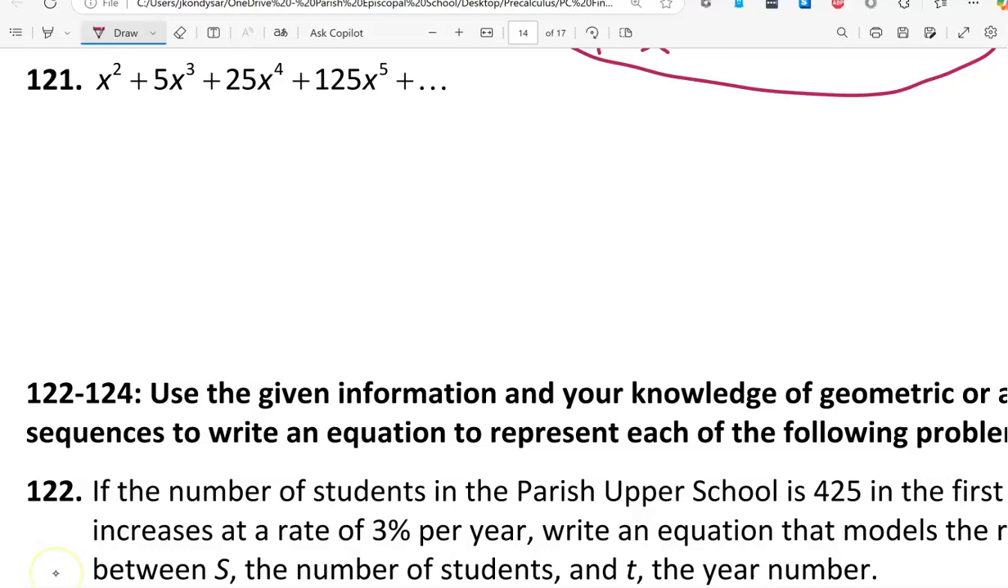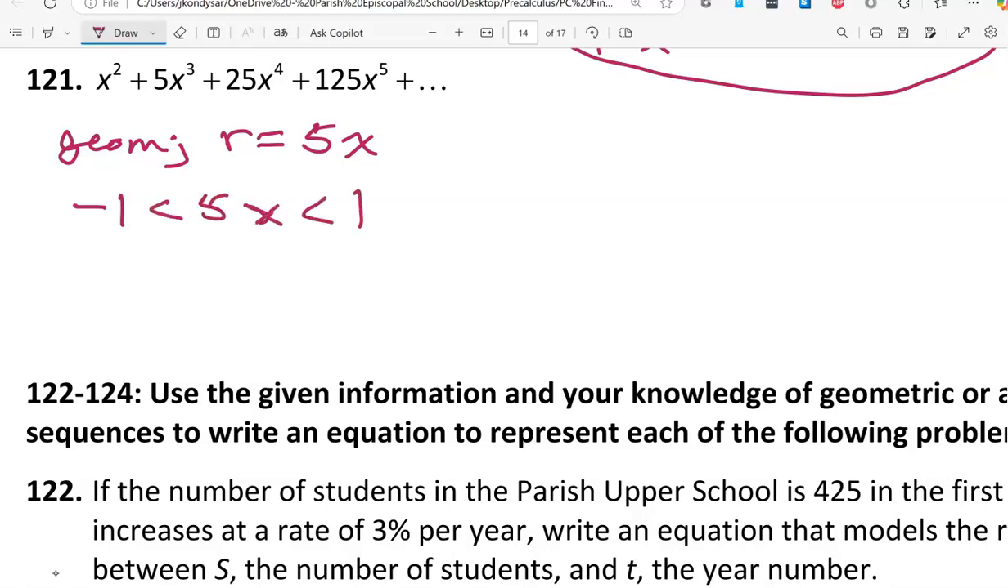In 121, we do have a geometric series with an r value of 5x. Since x squared times 5x is 5x cubed, that times 5x is 25x to the fourth, etc. So this converges when r, or 5x, is between -1 and 1, and that means that x is between -1/5 and +1/5.